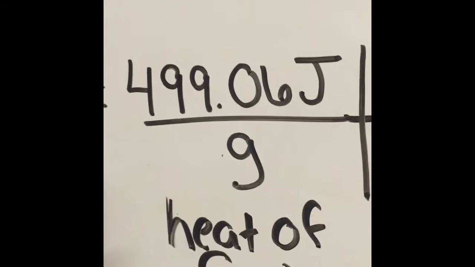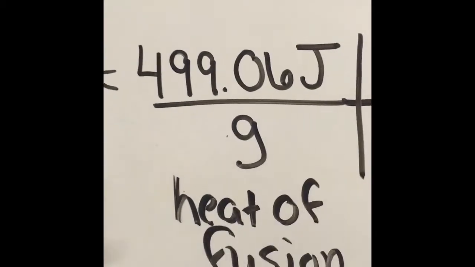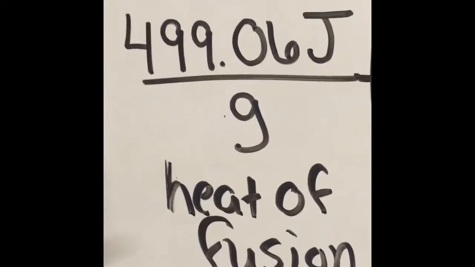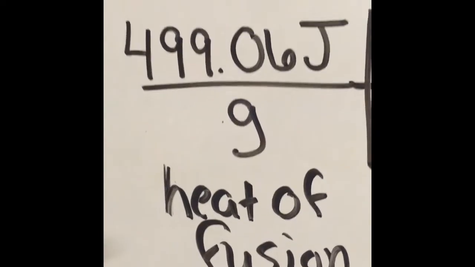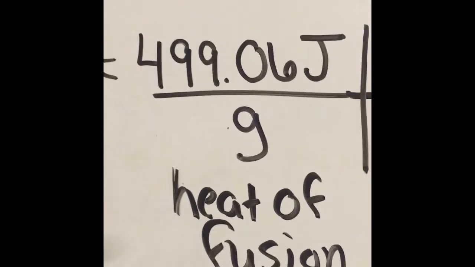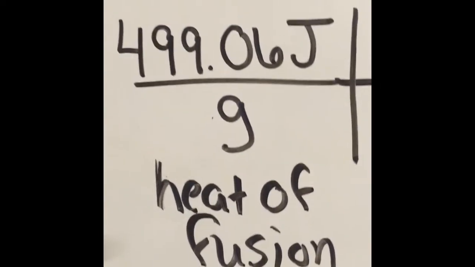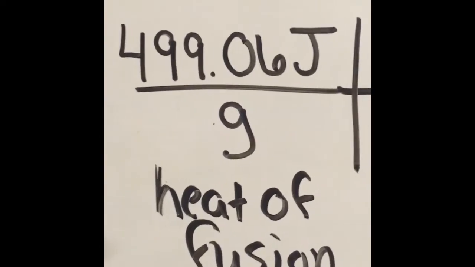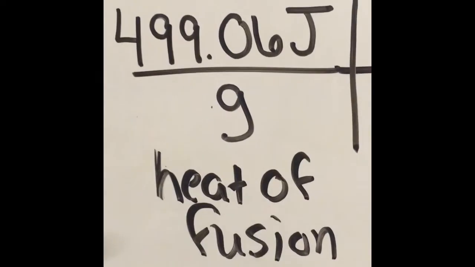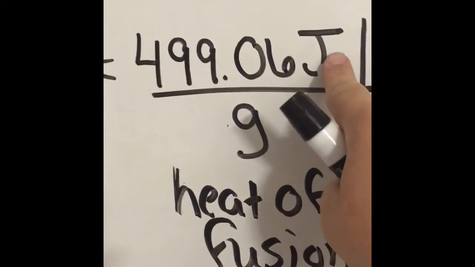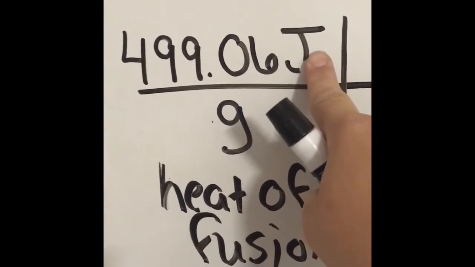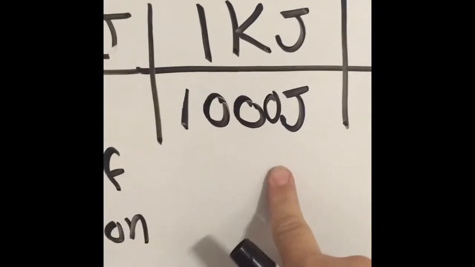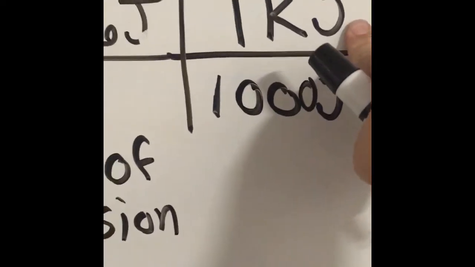Okay, so we're going to take the 499.06 joules per gram. That's my heat of fusion. It represents when ice is going from one state to the other, or when water is going from water to ice. So it's our shift between solids and liquids. To convert this, I know that my conversion for joules to kilojoules is 1,000 joules for 1 kilojoule.